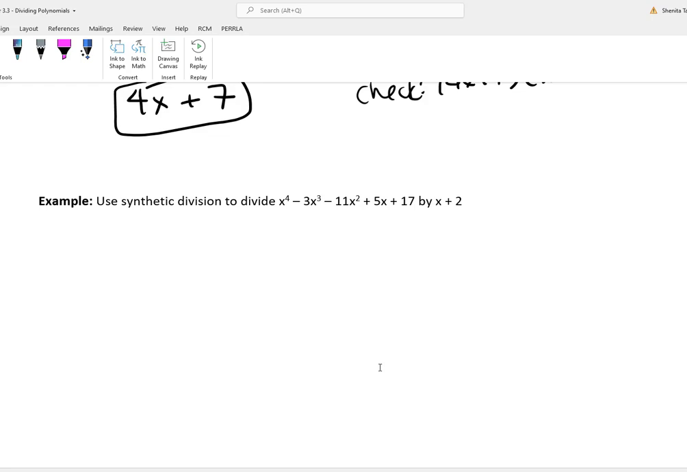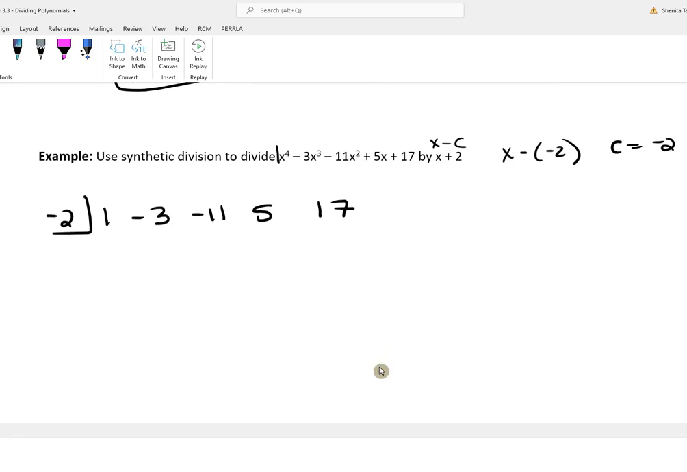Alright, let's do another problem. We have x to the fourth minus 3x cubed minus 11x squared plus 5x plus 17. We want to divide by x plus 2. So remember, our divisor has to be x minus c. So in this case, this is x minus a negative 2, because a negative in front of a negative made it a positive 2. So in this case, my c is negative 2. So I'm going to put negative 2 here, and then I'm going to write the coefficients of my dividend. So I have 1, negative 3, negative 11, 5, and 17. There's a 1 here, you just don't see it. So make sure you write that down.